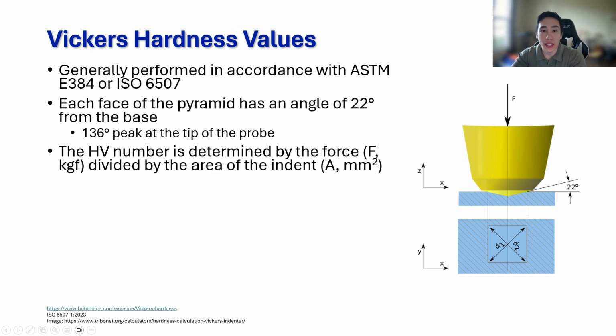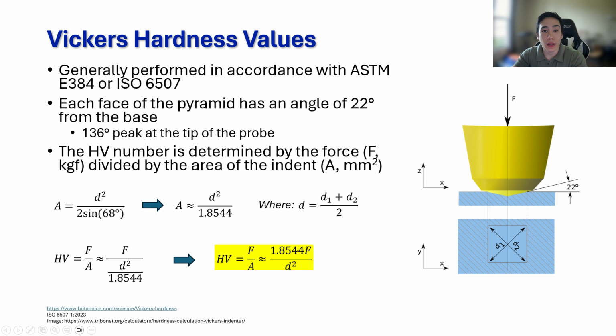Because the angle is fixed, we can use the D values measured to find the area of the indent and divide the force applied by that calculated area to give us the HV number in kilograms force per millimeter squared. Through some trigonometry, we can calculate the area of the indent by dividing the square of the D value by 2 times sine of 68, where D is the average of the D1 and D2 values that we measured earlier. Since 2 times sine of 68 is constant, it'll often be represented as 1.8544 for an approximation.